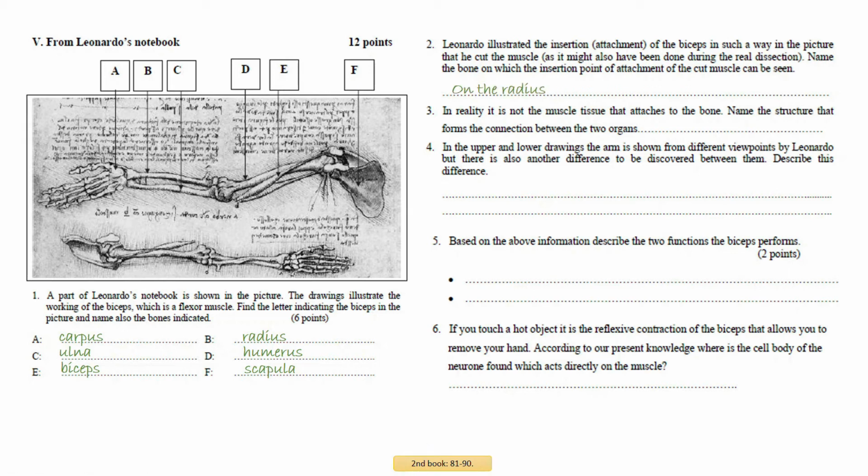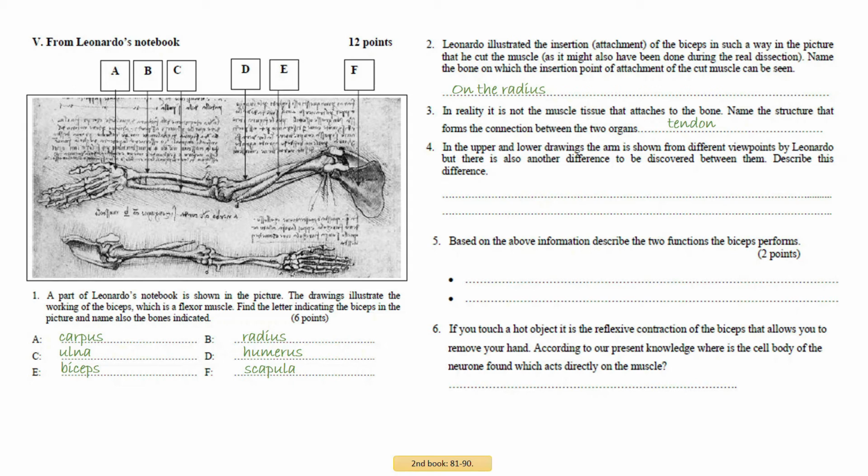In reality, it is not the muscle tissue that attaches to the bone. Name the structure that forms the connection between the two organs. When we learned about dense connective tissues, we discussed in detail tendons and ligaments. We know that tendons are responsible for connecting muscles to bones, so tendon is the good answer.